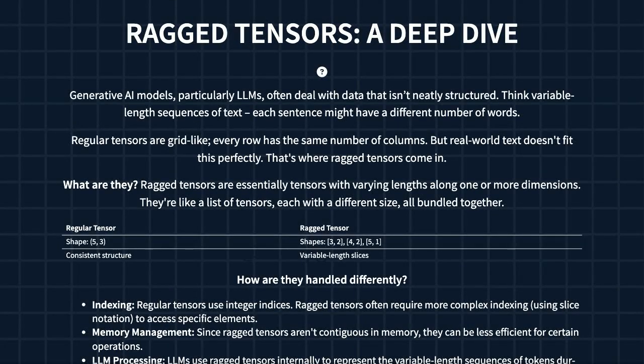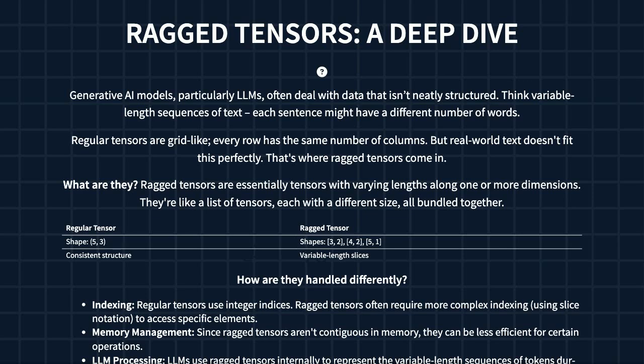Okay, so when we're working with large language models and the data they're trained on, like text, it often isn't perfectly uniform. Think about how sentences have different lengths. Regular tensors are nice and neat, all rows having the same number of columns.